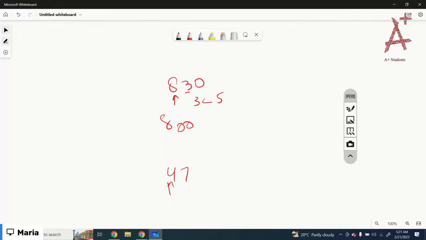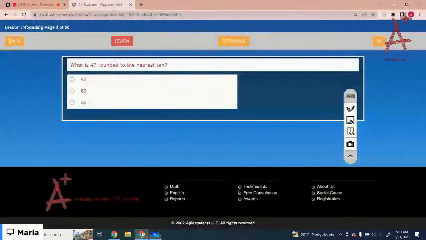So you have 4. Just look, you have 7. 7 is greater than 5 or less than 5? 7 is greater than 5. That means you have to round up. Add 1 to 4. 4 plus 1 is 5. And replace the other digit with 0. That means 47 is rounded off to 50. Got it? So the correct option is 50.